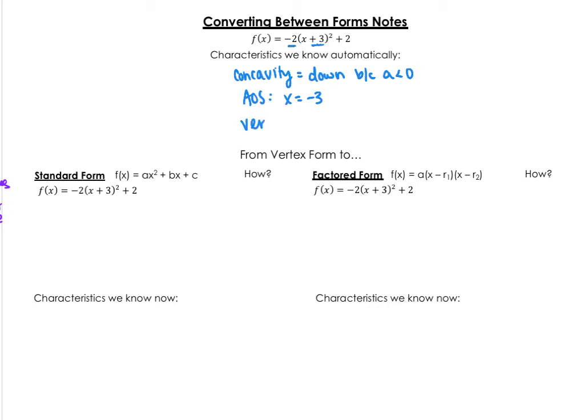And then we also know our vertex. Our vertex is, we use h and k. So here's h and here's k, and it's the opposite sign for h. So it's going to be negative 3, comma 2. Remember, it's the same sign for k. So in order to find the other two forms, we do have to convert it. Okay, so first, to convert it to standard form, what we're going to do is multiply it out.